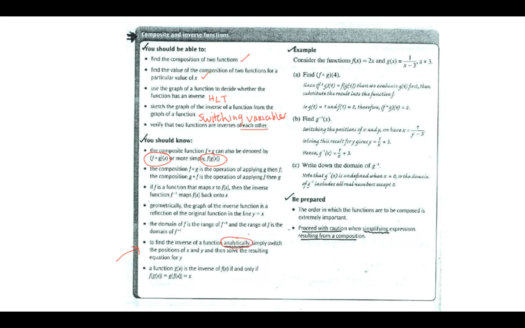Good word. Let's see what else. A function g of x is the inverse of f of x if and only if the composition works, right? That was one of the ways. We've got some examples over here which you can take a look at. So f of x equals 2x, g of x equals 1 over x minus 3, where x does not equal 3, right? Oh, look, didn't we tell you to get into that habit? Find f of g of 4. Evaluate g of 4 first, and then substitute the result into f of x, and you can see that process.